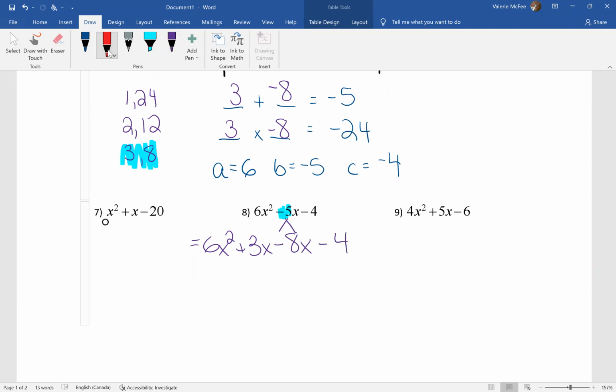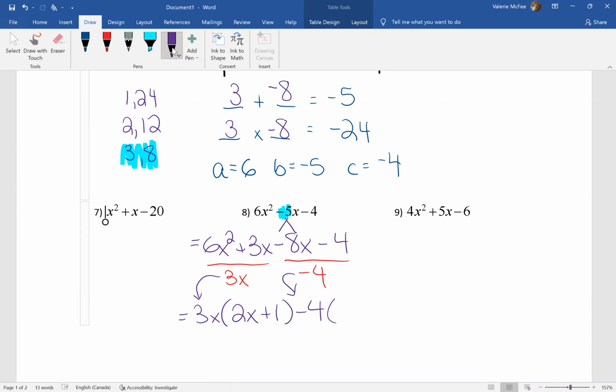And then we factor by grouping. 3x is common in the first group. -4 is common in the second group. Keep your greatest common factor. Divide both terms. 6x squared divided by 3x. 3x divided by 3x. Write down your greatest common factor again. -8x divided by -4. 2x. -4 divided by -4 plus 1.